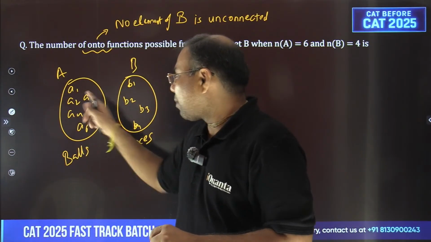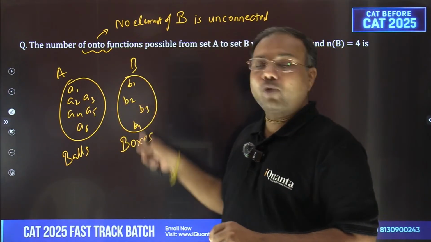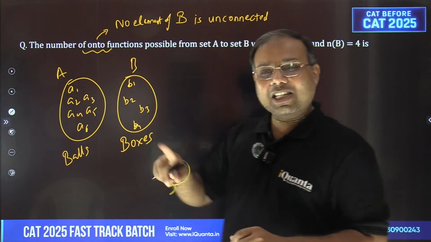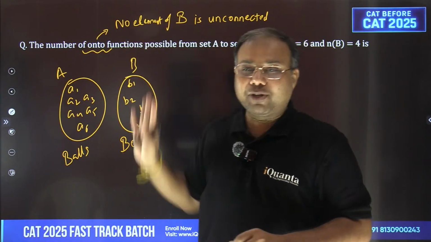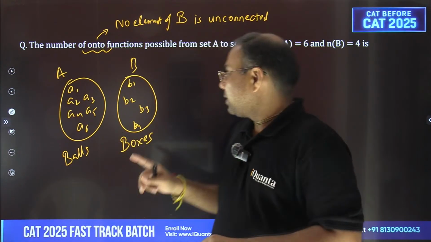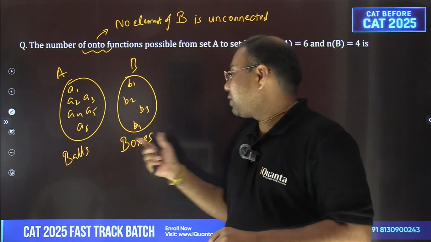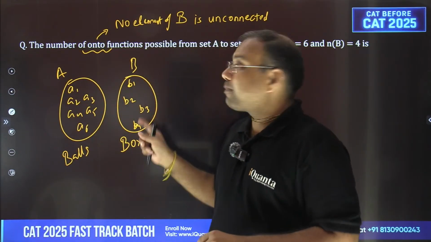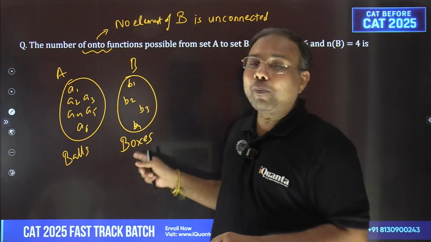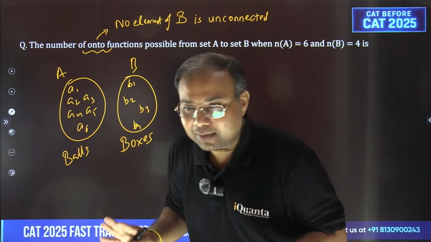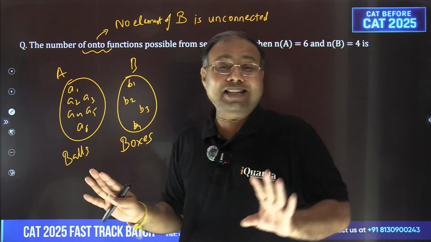These 6 balls are to be put in these 4 boxes with the condition that no box is empty. I repeat, these are the 6 balls. These 6 balls are to be put in these 4 boxes, and when I'm talking about onto function, no box can remain empty. Is that clear? No box can remain empty.